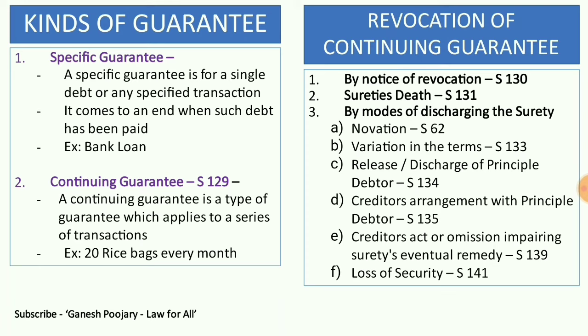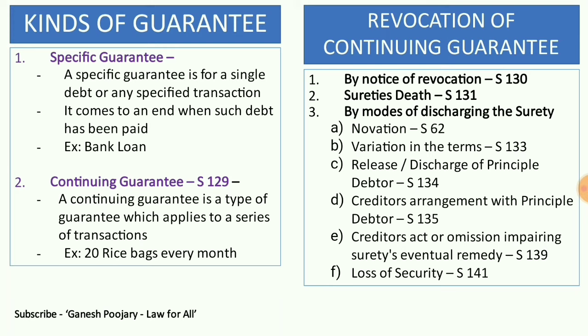So basically, if you have to see the difference between specific guarantee and continuing guarantee, specific guarantee is basically for a single debt or specified transaction, whereas continuing guarantee is for series of transactions. The next aspect is revocation of continuing guarantee. Now under specific guarantee, it comes to an end the moment the debt or specified transaction is over. But how to end a continuing guarantee? That's what we are discussing with the help of many sections.